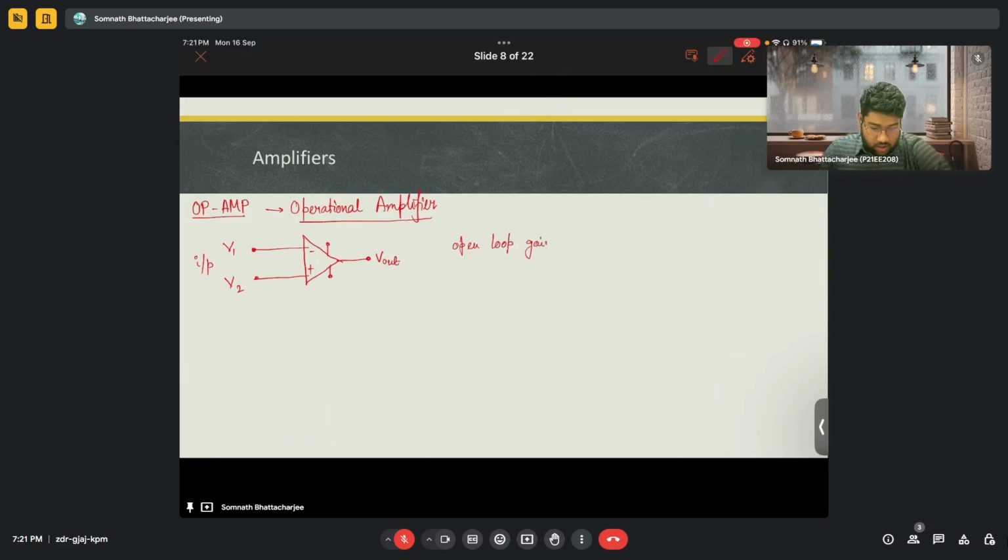open loop gain. If it's, let's say, A, then V output will be nothing but A times the difference of the inputs. As V2 was at the non-inverting terminal and V1 was at the inverting terminal, so it was like that. Okay, fine.